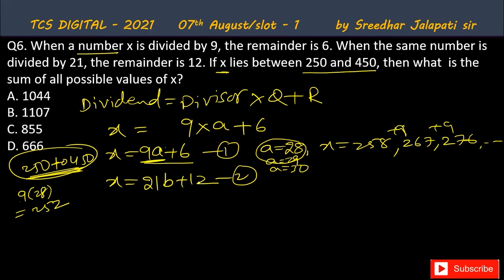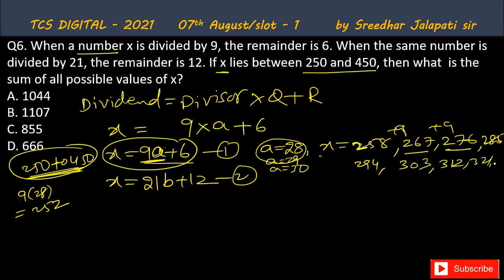So if you write the values of x from the first expression by giving different values for a, x is starting from 258, then plus 9 is 267, then 276, 285, 294, 303, 312, 321, and so on, right? Now similarly, from the second expression, by giving different values for b, you have to make sure that you get x between 250 and 450 again.